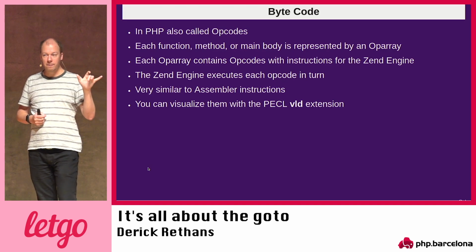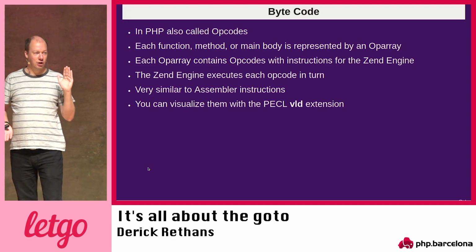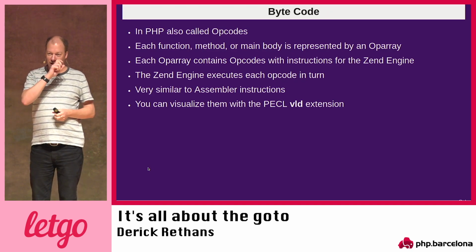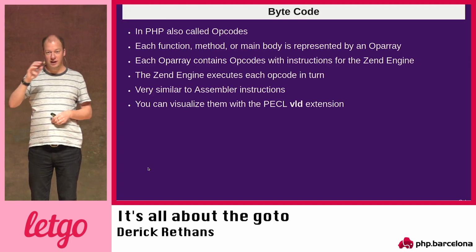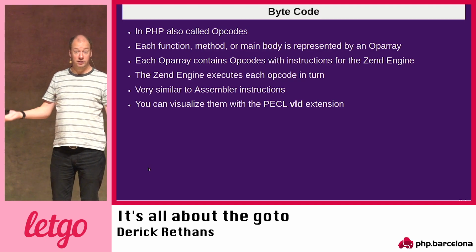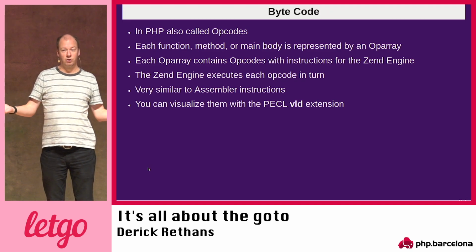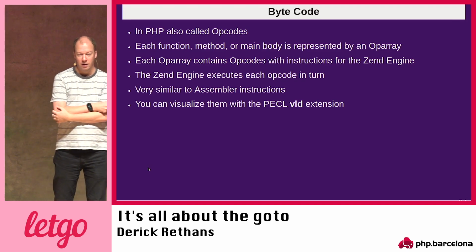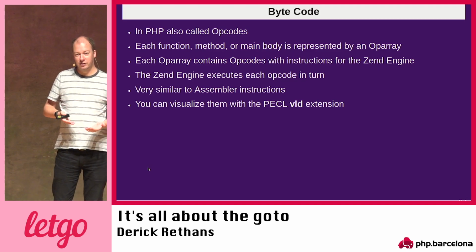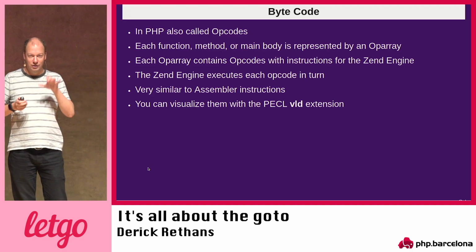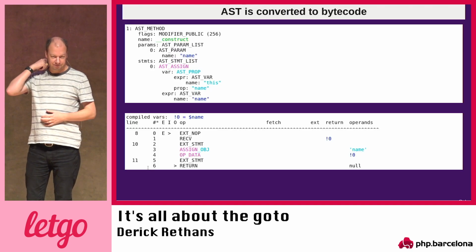Each of these op arrays contains a list of opcodes, and these are instructions for the Zend engine. We're going to have a look at those in a moment, but you should think of them as assembly instructions for the Zend engine, the engine that runs PHP. So the engine executes each of these opcodes in turn, and depending on what it does, it runs some code. There's an extension for this. Actually, there are multiple extensions for this. The one I tend to use is called the VLD extension, because it's the one I wrote a long, long time ago. So let's use the VLD extension to see what opcodes are being generated.